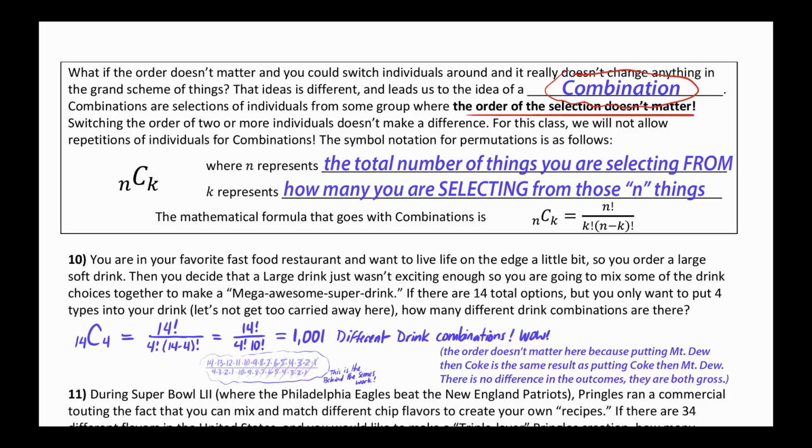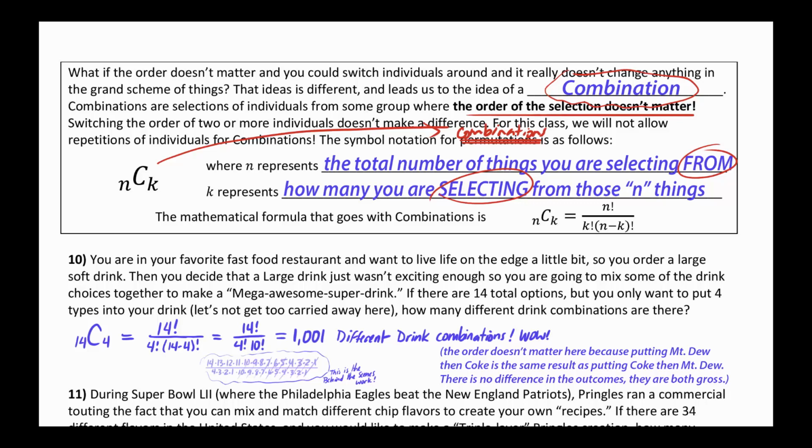So the symbol notation for combinations, I'm sorry, I missed that there. That should say combinations, not permutations. It looks very similar. N, the number of things that you're selecting from, and then K, how many things you are actually selecting from that group, and then C standing for combinations where the order doesn't matter. You can switch things around.